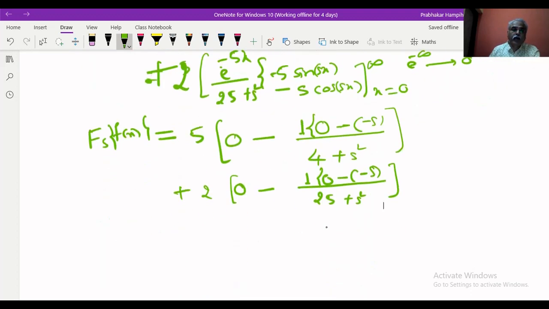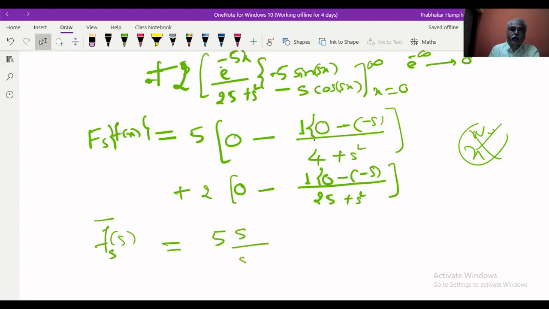So now we have to simplify. After putting limits, there is no x here, so whatever function of s we get is known as the Fourier sine transform we got, which is equal to 5 times s upon s square plus 4 because it is positive. Similarly 2 times s upon s square plus 25.